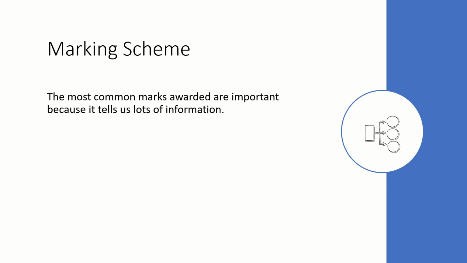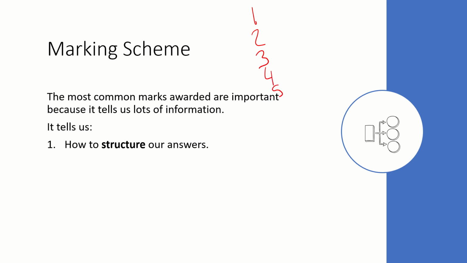So the marking scheme, or the most common marks awarded, are important because it tells us lots of information as junior cycle geography students. Firstly, it tells us how to structure our answers. We need to name something, make a valid point, explain a valid point, refer to evidence, and refer to examples. They're the 5 things that we need to be doing. I'm going to come back to those in 1 second. Second thing it tells us is what type of sentences we need to write. So we need to write short, sharp, concise sentences. I'm going to come back to that in 1 second.